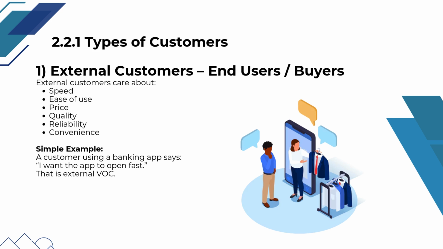External customers, or end users, focus on factors such as speed, ease of use, price, quality, reliability, and convenience. Their feedback, known as the external voice of the customer VOC, directly reflects their expectations and priorities. For example, a customer using a banking app might say, "I want the app to open fast." This statement captures the external VOC, highlighting a real need that the design must address to satisfy the user.